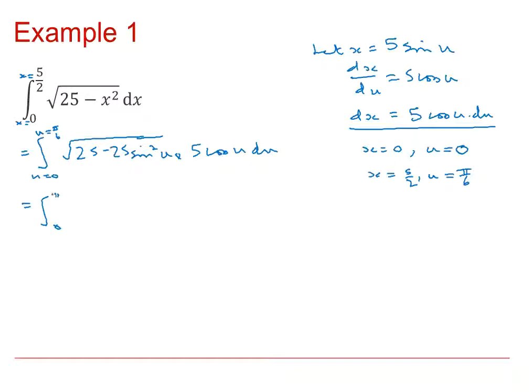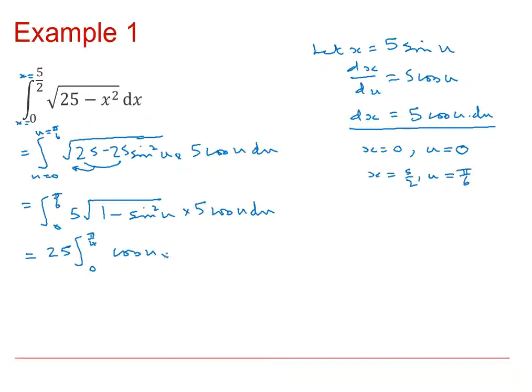So that's 0 to pi by 6 of, we can pull out 25 as a common factor outside the square root, so that becomes 5, the square root of 1 minus sine squared u, times 5 cos u du. So we've got 5 5s are 25, so I'm going to put that nice and neat outside the integral sign. And the square root of 1 minus sine squared u is of course cos u.